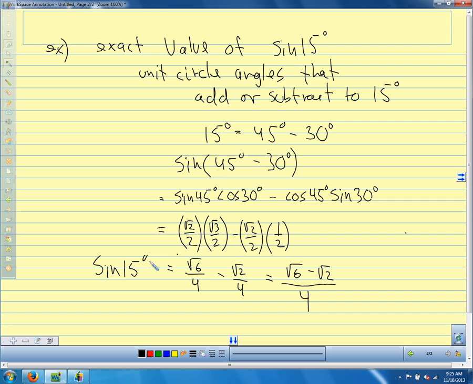Kind of nifty. So this really expands the number of angles that we can find the exact values of sines and cosines for. These aren't as nice as our unit circle angles, but we can figure out the exact values. Questions on that example?